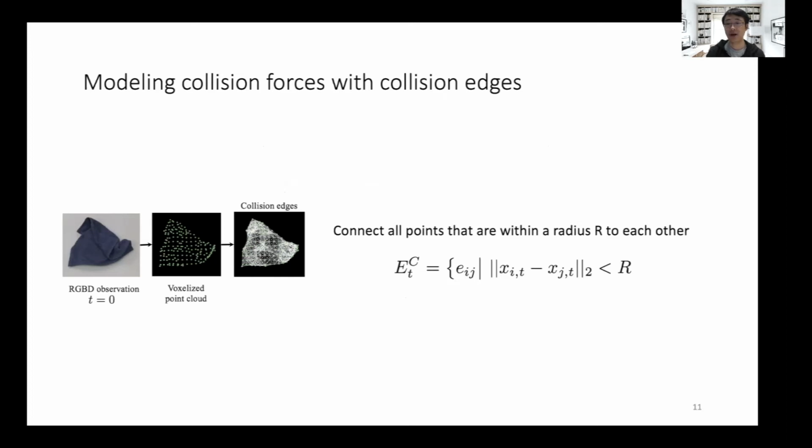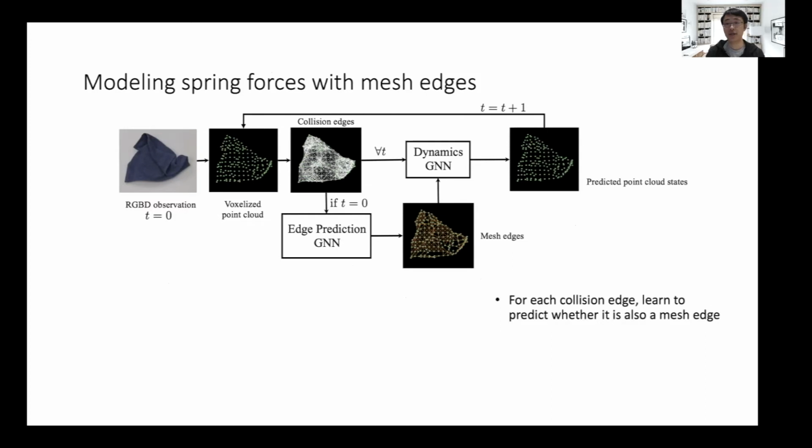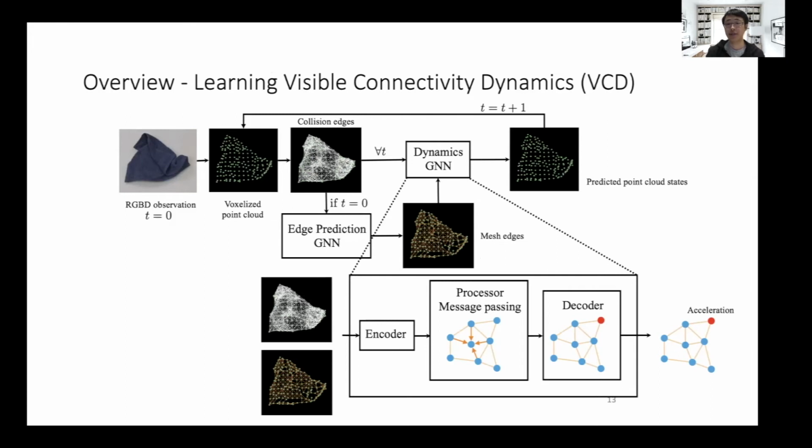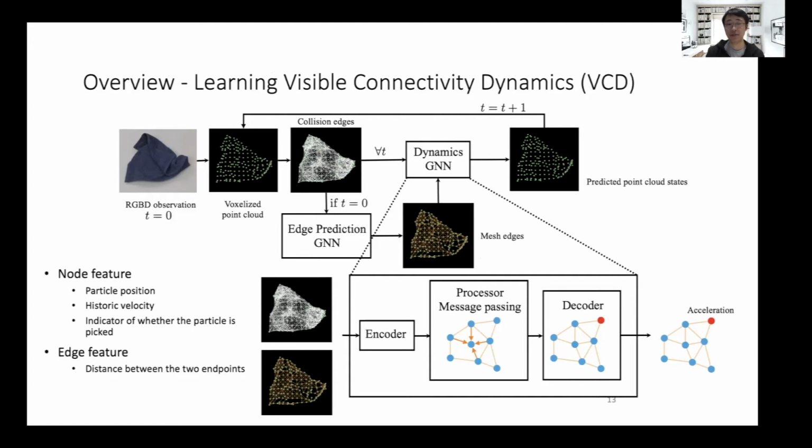In the first stage, given the RGBD observation, we first voxelize the point cloud, and then compute the collision edges by connecting all points that are within the radius r to each other. For each collision edge, we learn an edge prediction GNN to predict whether it is also a mesh edge. The input feature on the edge is the distance between the two endpoints. We then learn a dynamics GNN. The input node feature includes the particle position, its historic velocity, and an indicator of whether the particle is picked. The edge feature is the distance between the two endpoints. And the dynamics model then predicts acceleration for each node.